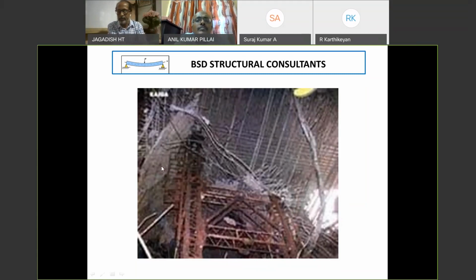Let me tell you, this particular incident did not cause any mishap for human beings. There are several reports in the paper that 2-3 people died. No, nobody died. Only one person was injured, not critically, given first aid, and he was sent home. That fellow was actually doing some cutting and welding of this tower, dismantling. Otherwise, no other injury happened to anybody.